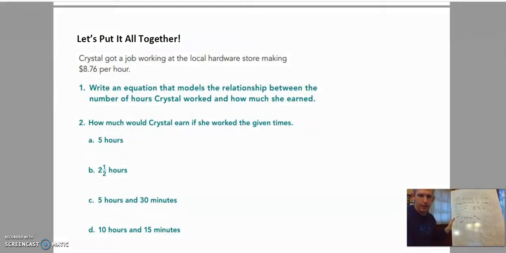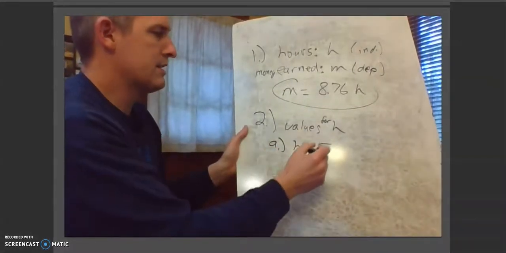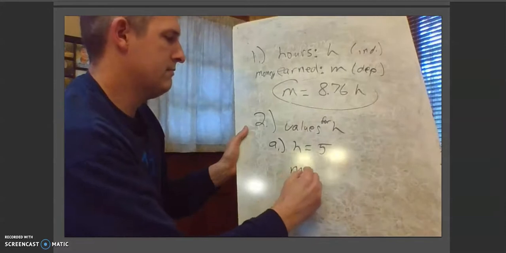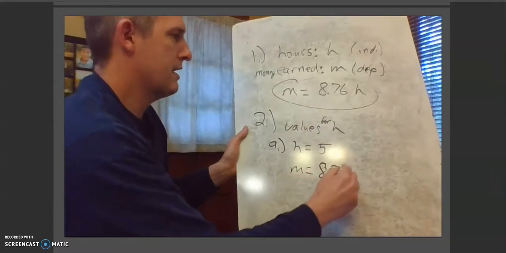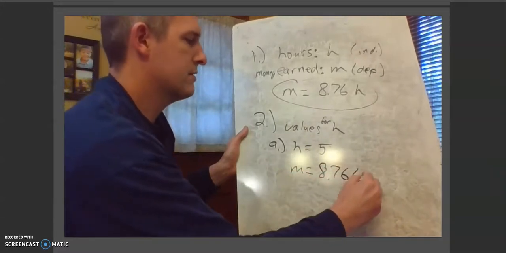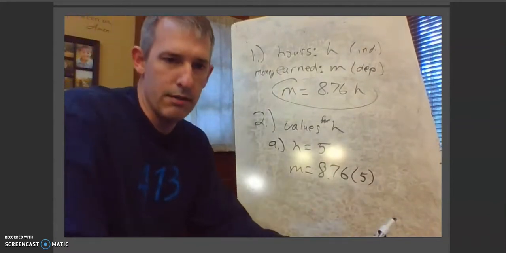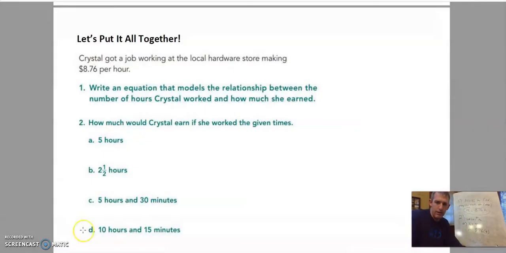Okay, let's get a closer look here. Since H equals 5, I'm going to put it into this equation. So I'm going to say M, which is what I'm looking for, is 8.76 times 5. Remember, number next to parentheses means multiply. So let's look at our calculator.